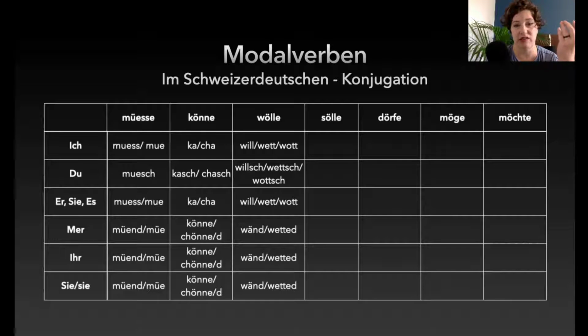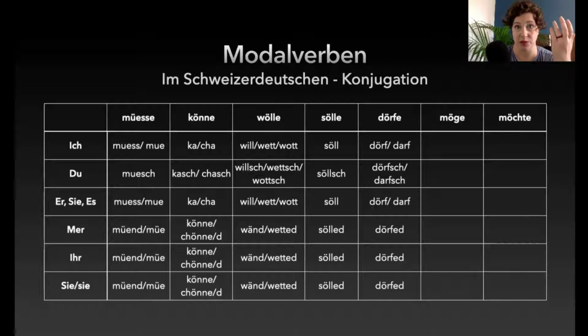And then again, all of them are identical. Wir wollen, wir wettet. Wir wettet morgen einkaufen. Wir wettet morgen wandern. Ihr wollt, wettet und sie wollen. Okay. Sollen, to shall. Ich soll, du sollst, er soll, wir sollet, ihr sollet, sie sollet.